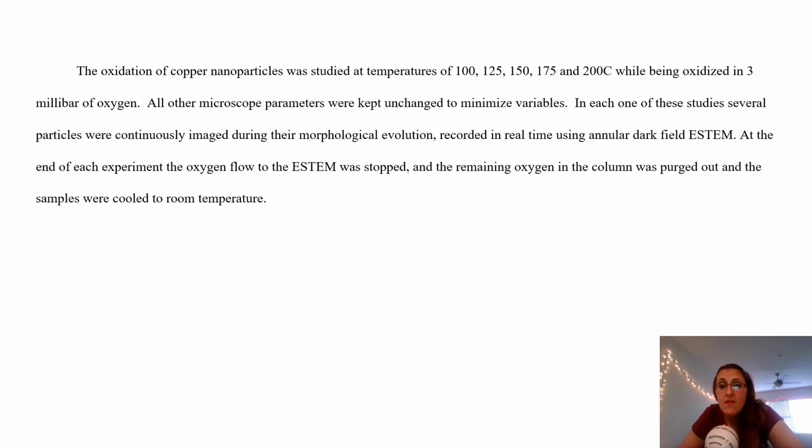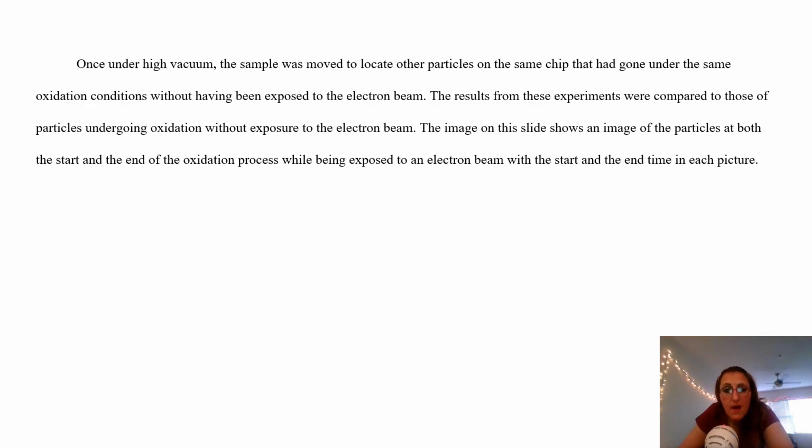dark field ESTEM. At the end of each experiment, the oxygen flow to the ESTEM was stopped, and the remaining oxygen in the column was purged out and samples were cooled to room temperature. Once under high vacuum, the sample was moved to locate other particles on the same chip that had gone under the same oxidation conditions without having been exposed to the electron beam. The results from these experiments were compared to those of particles undergoing oxidation without exposure to the electron beam.